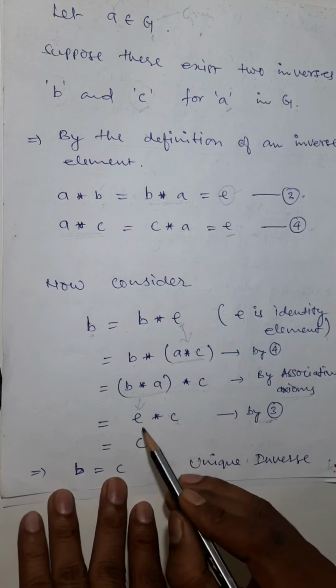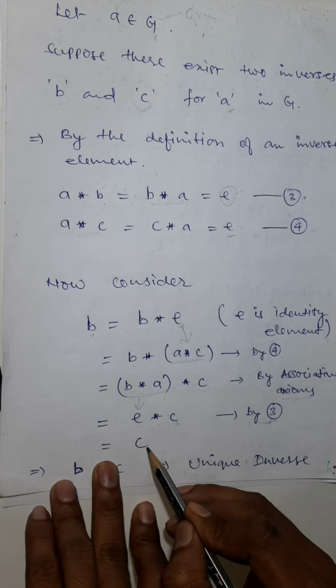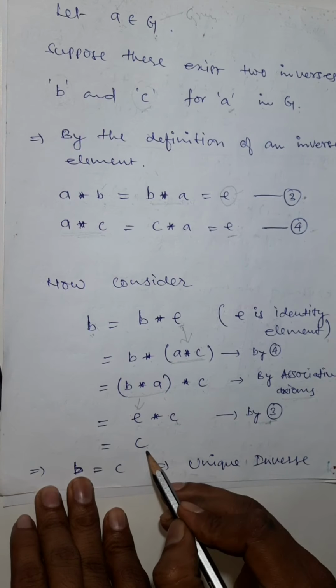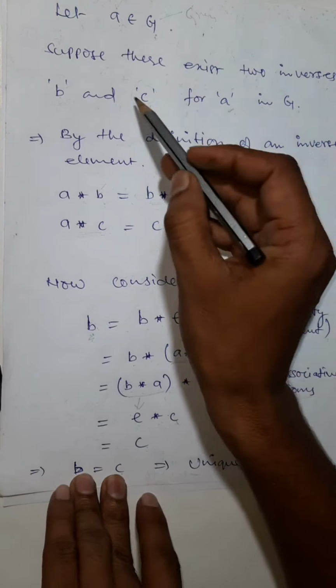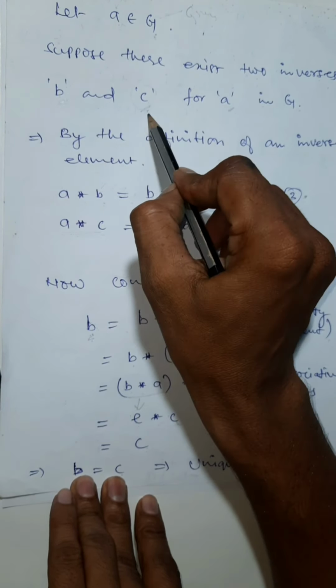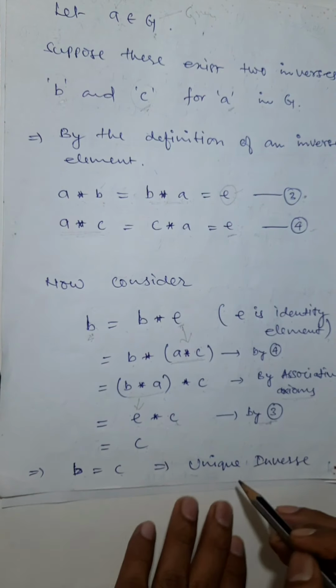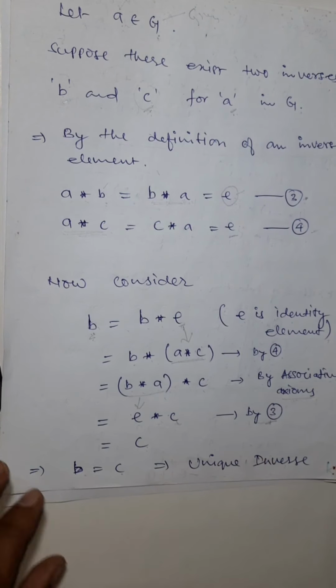What do we have finally? E star C, the identity element multiplied with C, gives C. The right hand side is C and the left hand side is B. So B equals C. These two are equal, which means the inverse element is unique for any element in a group G. Thank you.